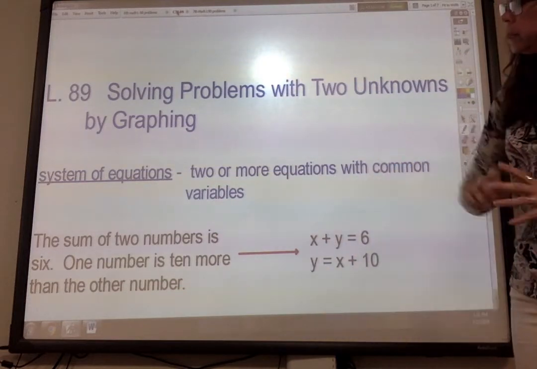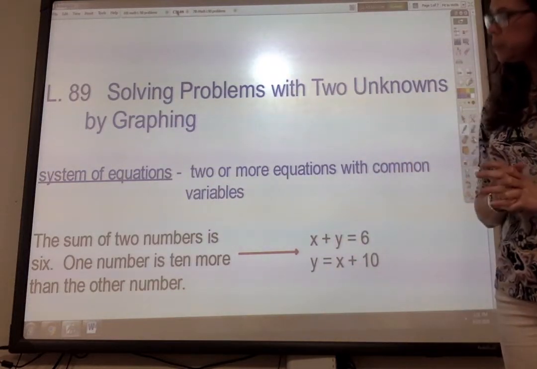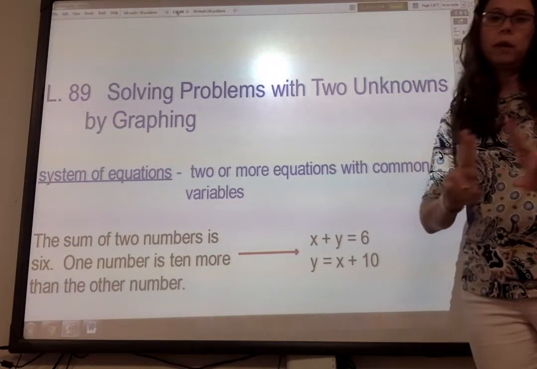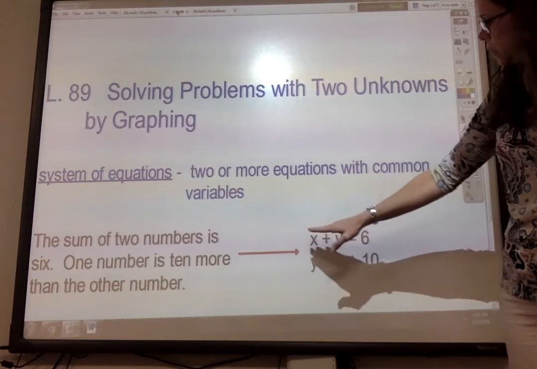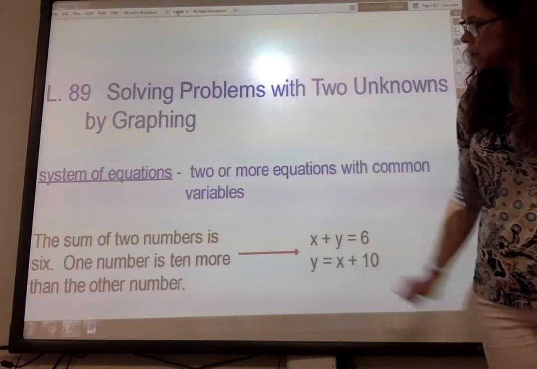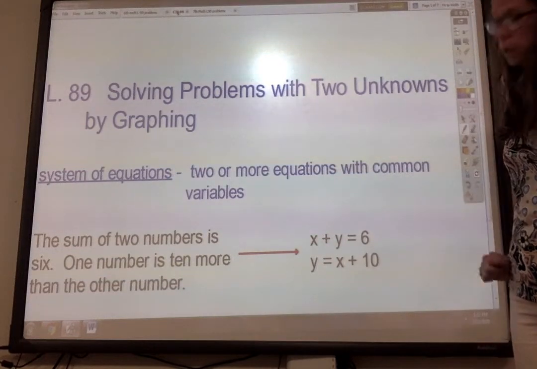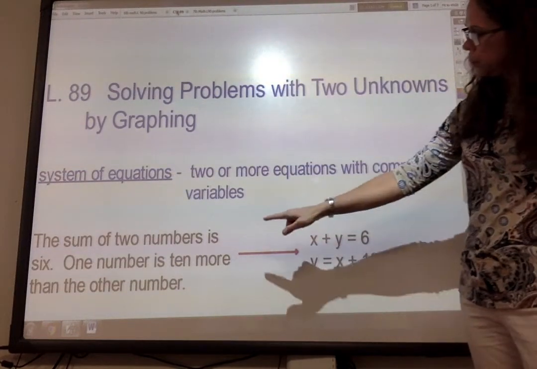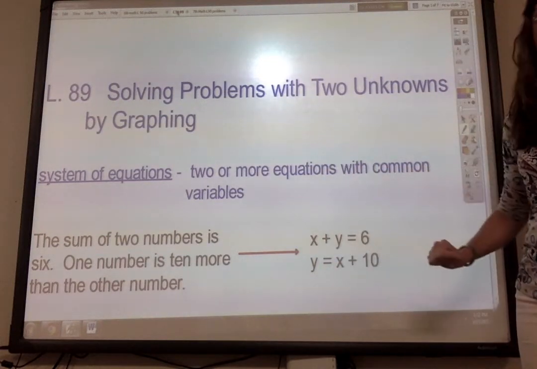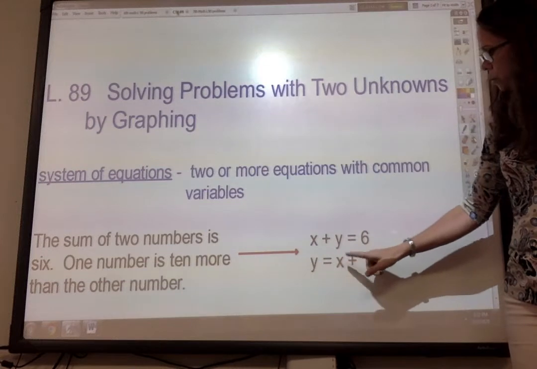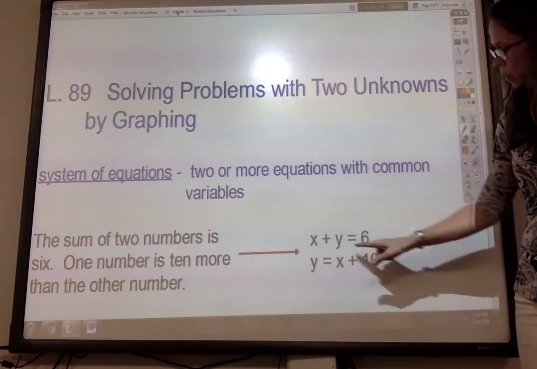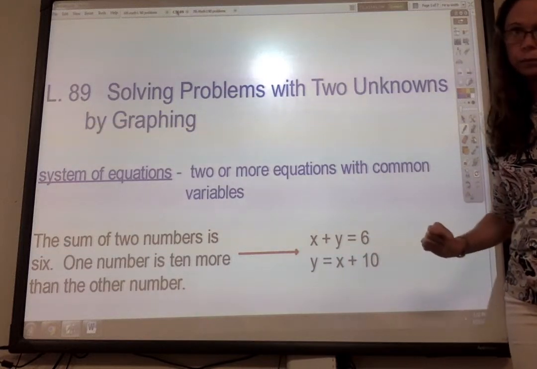My problem down here says the sum of two numbers is 6. One number is 10 more than the other number. So we've got two different situations happening here. I've created equations to go with each of these sentences. The sum of two numbers is 6: x plus y equals 6. One number is 10 more than the other number. We're still talking about the same two numbers. That's what makes it a system. y is equal to x plus 10. One number is equal to 10 more than the other number.